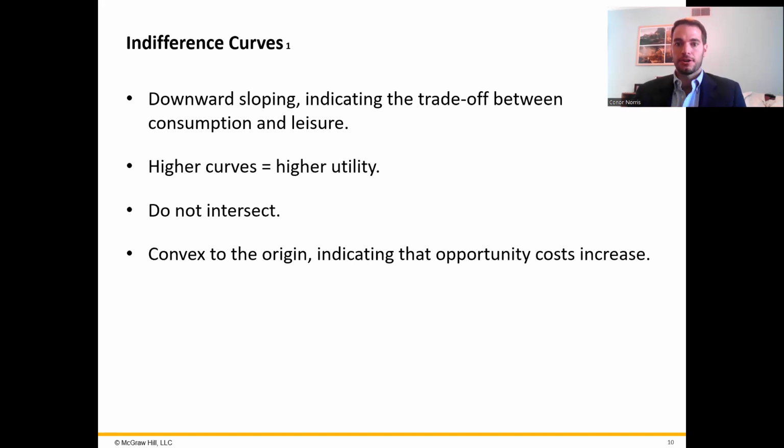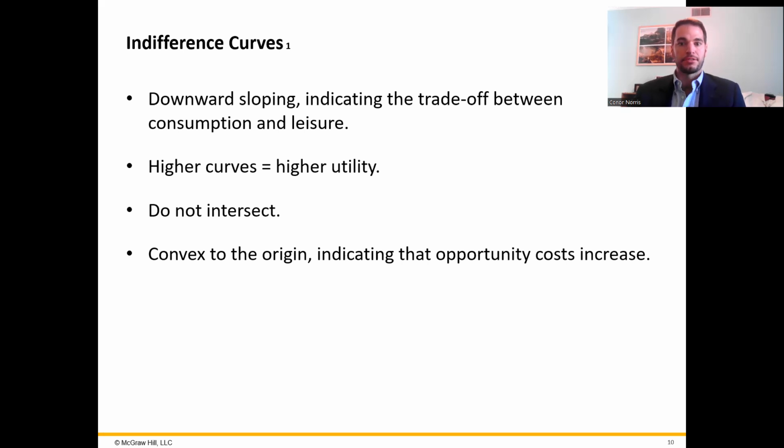So indifference curves help us understand how much leisure an individual is willing to give up in exchange for more consumption, or how much consumption they're willing to give up in exchange for more leisure. There are a few key properties that we should focus on before we really dig into this model.